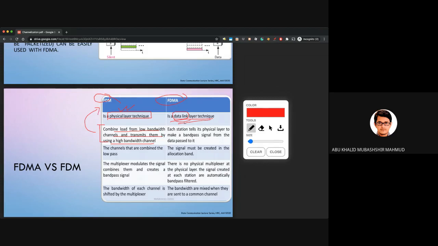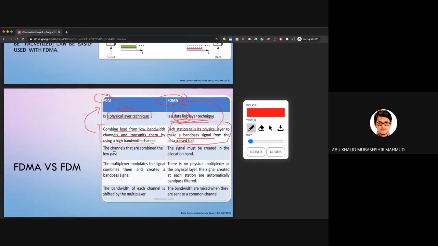But FDMA, what does it do? Each station tells its physical layer to make a bandpass signal from the data passed to it. It instructs the physical layer that I will transmit it like this, and you should follow, or make a bandpass signal and then transmit the data. So this is the basic difference between multiplexing and multiple access.